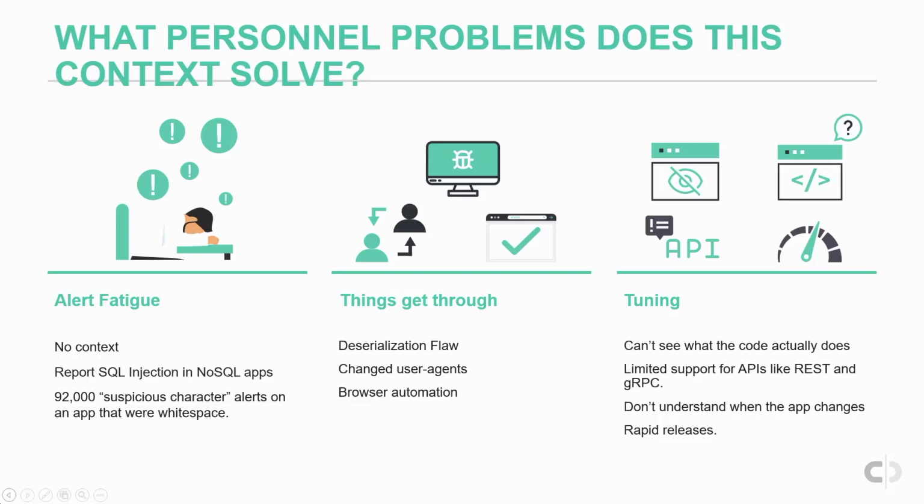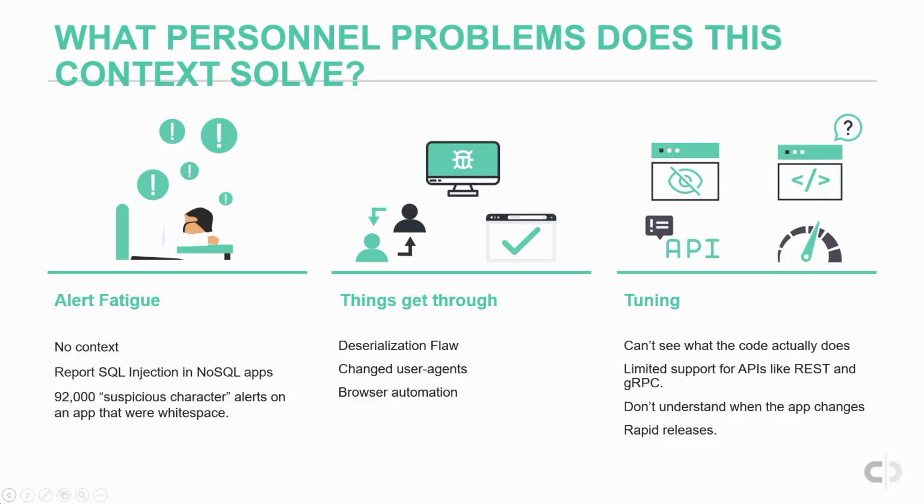Another problem is a lot of the things that get through an application. While it might be easy to do a pattern match on certain aspects or to do anomaly detection of requests coming in, when you're on the inside, you can deal with things like deserialization flaws because you understand the context of what is actually going to be deserialized and how the class hierarchy would impact that. And you're not going to be fooled by things like someone changing their user agent or doing browser automation techniques using node frameworks like Nightmare.